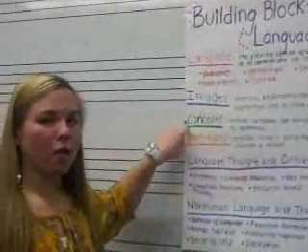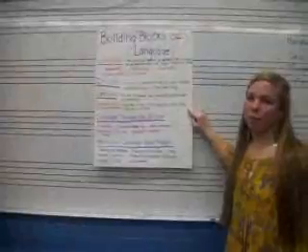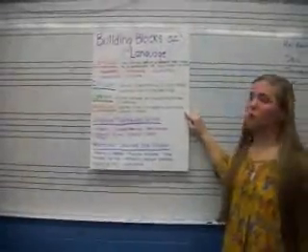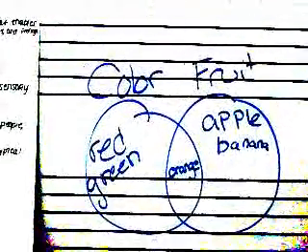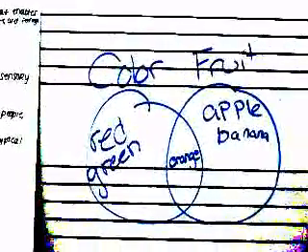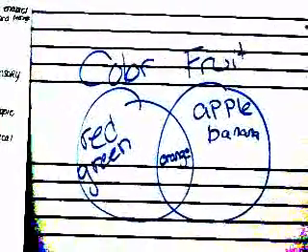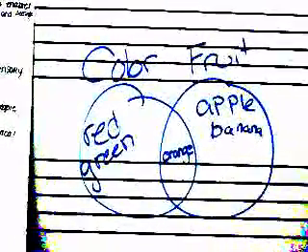Concepts are mental categories used for classifying objects, people, or experiences. Prototypes are mental models containing the most typical features of concepts. Two simple concepts are colors and fruits. On the left side, we have two colors that are red and green. On the right side, we have two fruits, apples and bananas. But in the middle, we have orange, which is both a color and a fruit.